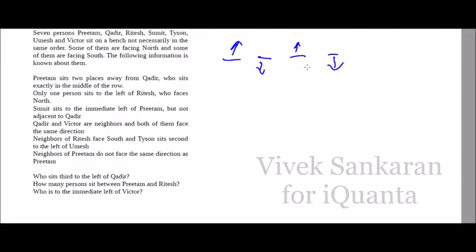The key idea is I need to consider two sets of directions. One for people facing a particular direction and another set for people facing the other direction. Okay, so let's erase this part. This says 7 people P, Q, R, S, T, U, V sit on a bench, not necessarily in the same order. Some of them are facing north and some of them are facing south. The following information is known about them.